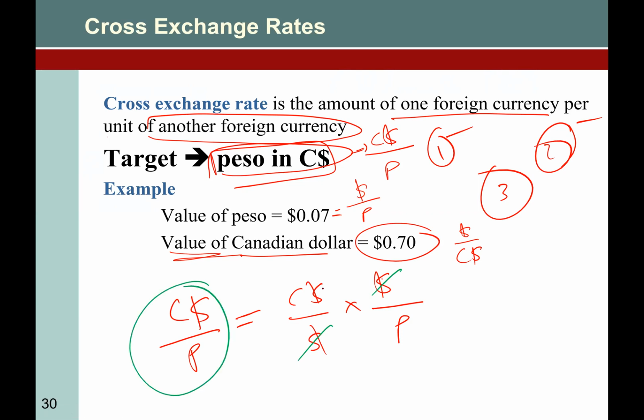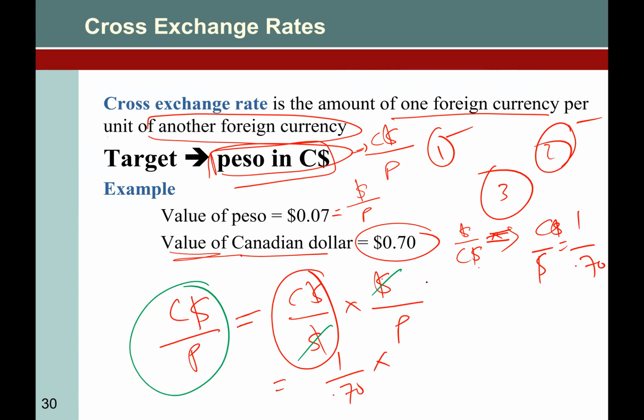So let's do that. We have been given the Canadian dollar over dollar. No, we have been given dollar over Canadian dollar. And how do we come up with this? We inverse this one. So Canadian dollar over dollar would be 1 over 0.70. So we just write it down here, 1 over 0.70 multiplied by, do we have this ratio, dollar over peso? Yes, we have it. So we just write down its value here.